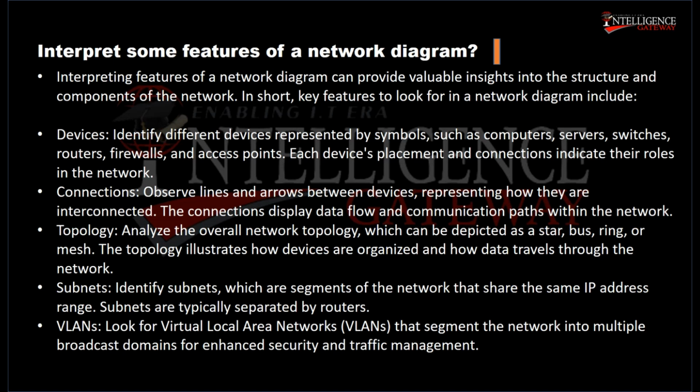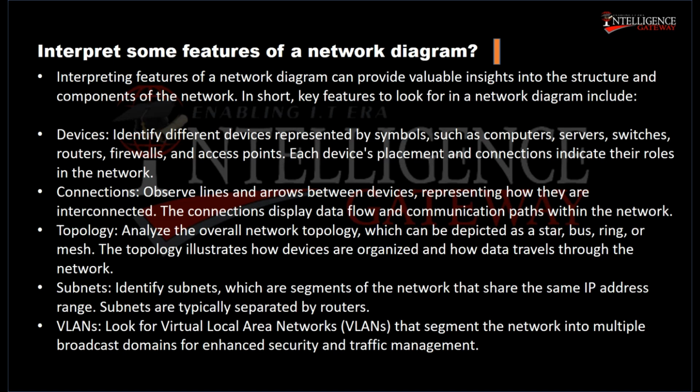Identify different devices represented by symbols, such as computers, servers, switches, routers, firewalls, and access points. Each device's placement and connections indicate their roles in the network. Connections. Observe lines and arrows between devices, representing how they are interconnected. The connections display data flow and communication paths within the network.